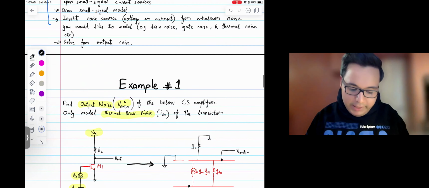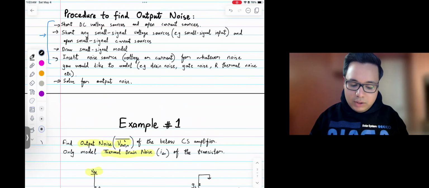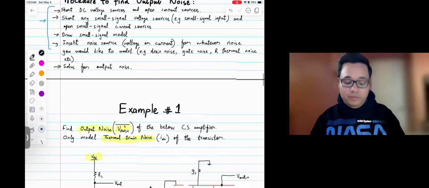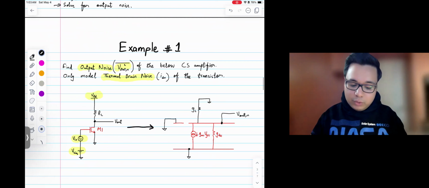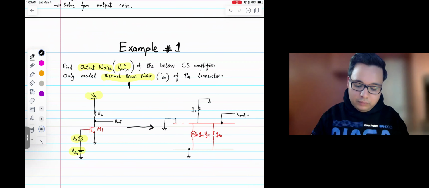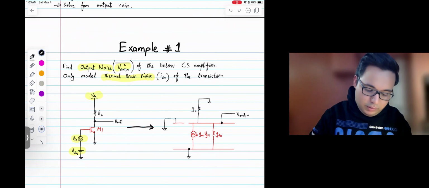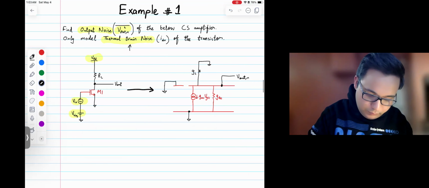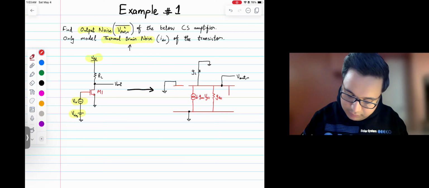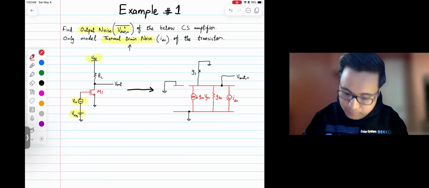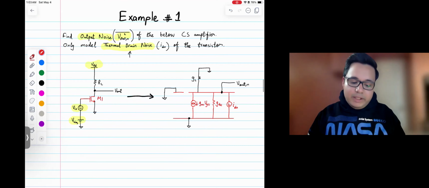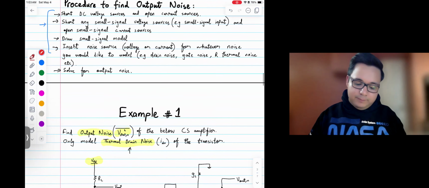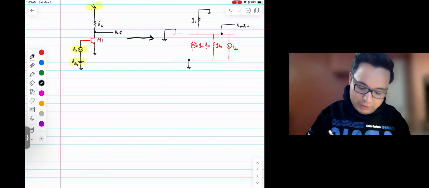All right. And then the fourth step is to insert a noise source, with whichever noise source. So in this example, we're told to model the thermal drain noise. So we'll do that. That's the thermal drain noise, again. Okay. And then we can solve for output noise. So let's start writing down the equations.